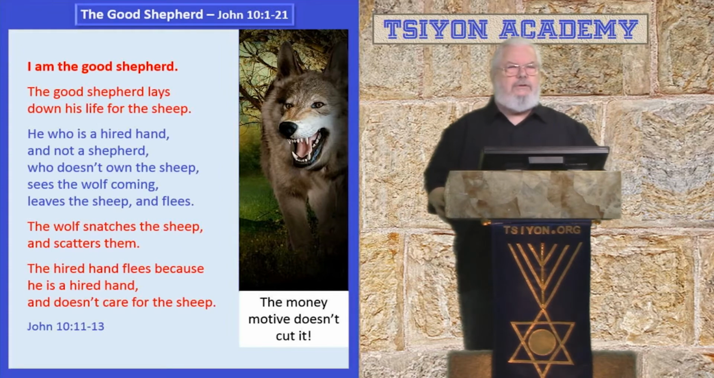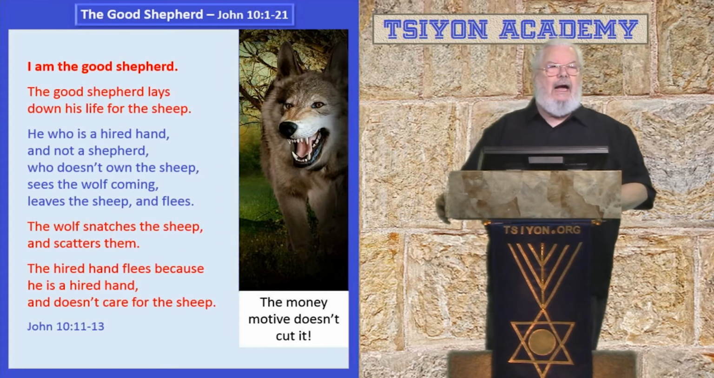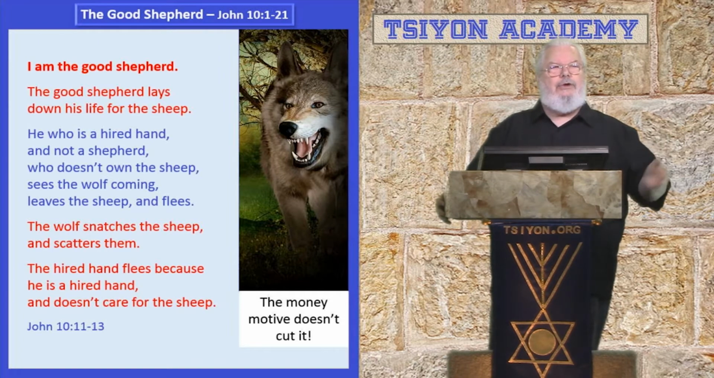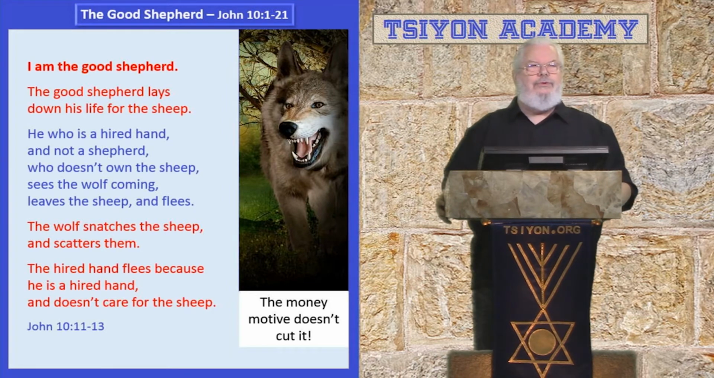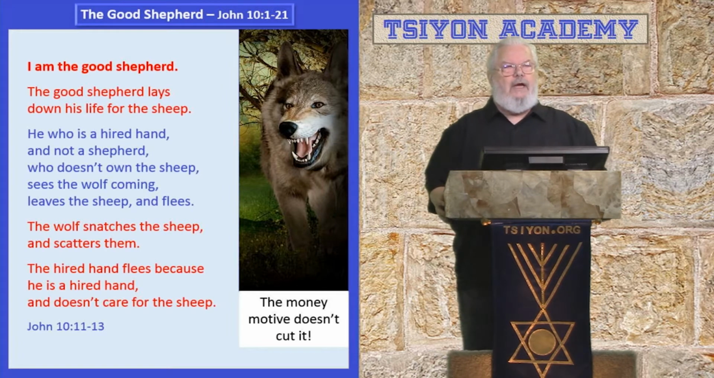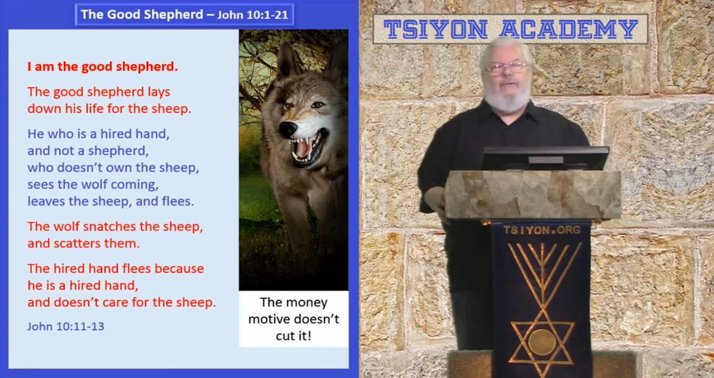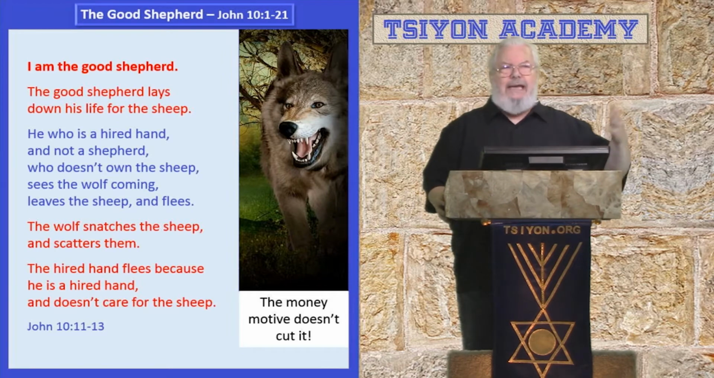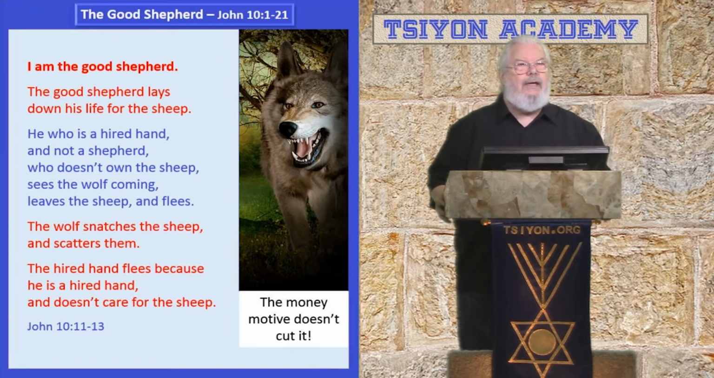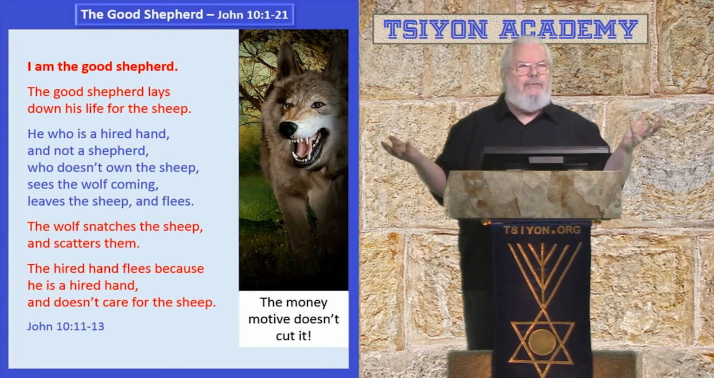What about these false shepherds? It says, he who is a hired hand. Doesn't that explain it? He who is a hired hand and not a shepherd, who doesn't own the sheep, sees the wolf coming, leaves the sheep, and flees. Of course he does. He never cared for the sheep, right? Wasn't really appointed by Messiah. He's there, it's his career.